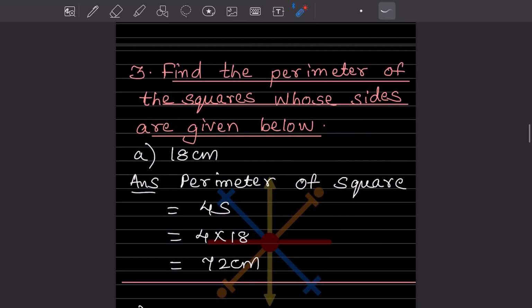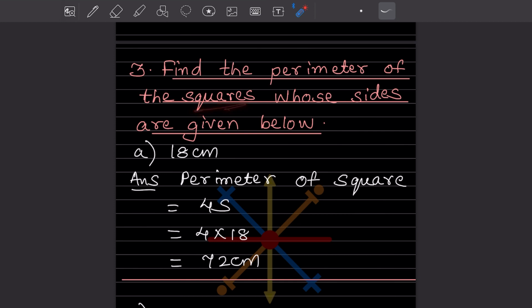Find the perimeter of the squares whose sides are given below. Now you know why they give only one side, and they have also mentioned square. In a square, all the sides are the same, isn't it? So here you just have to write the formula, that is, perimeter of square is 4s. When I write 4s, there is a multiplication sign over here. You can also write 4 into s, or you can just write 4s. And here the side 18 is given, so this is 72.